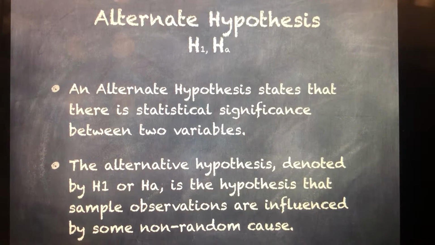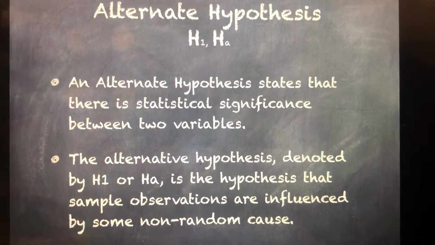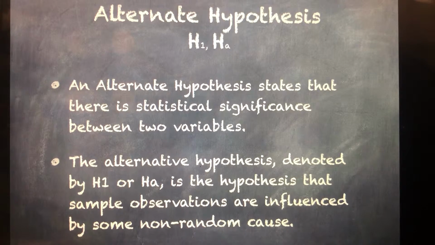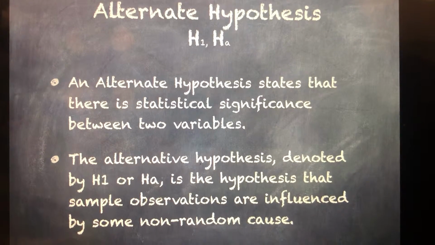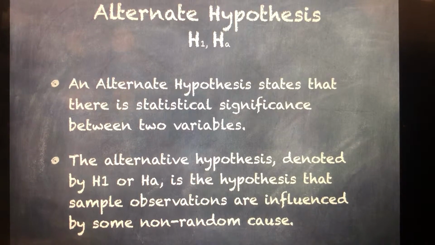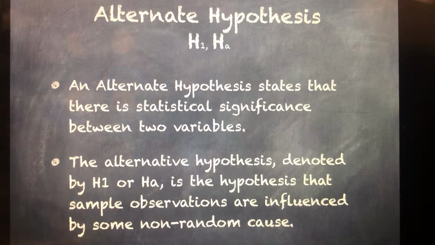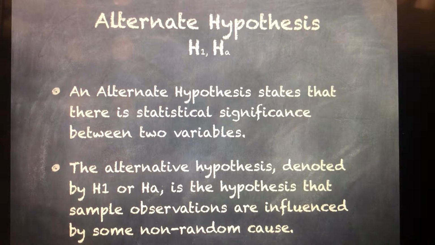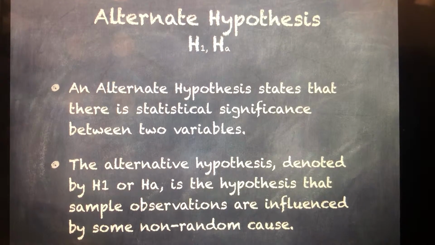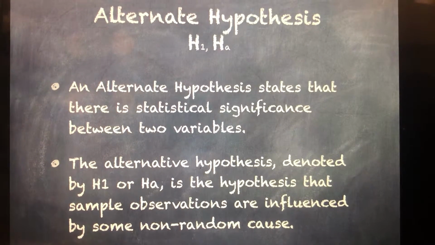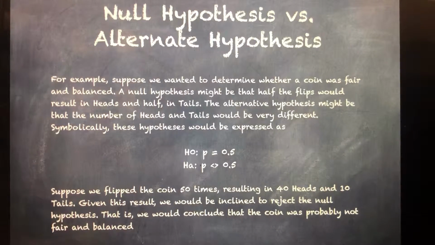An alternate hypothesis states that there is statistical significance between two variables. It is also denoted by H1 or HA. The hypothesis that sample observations are influenced by some non-random cause.